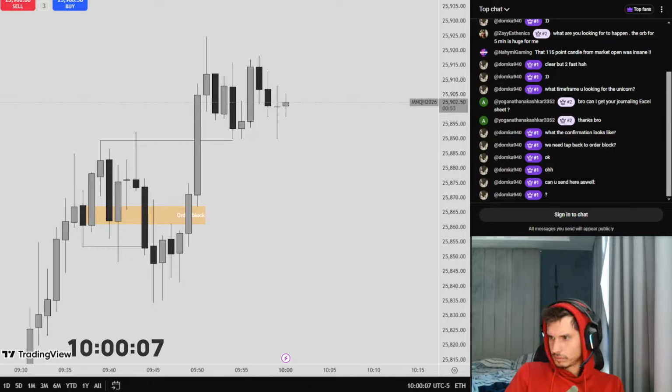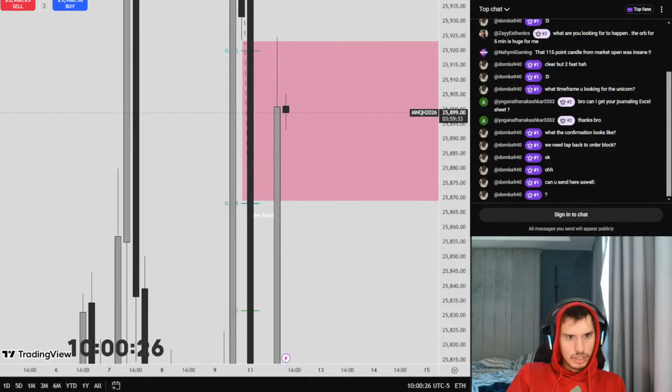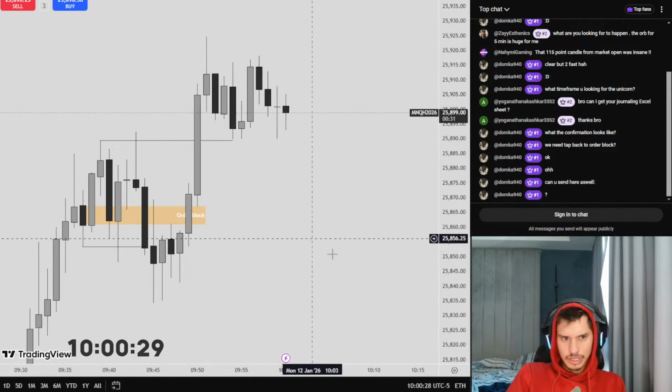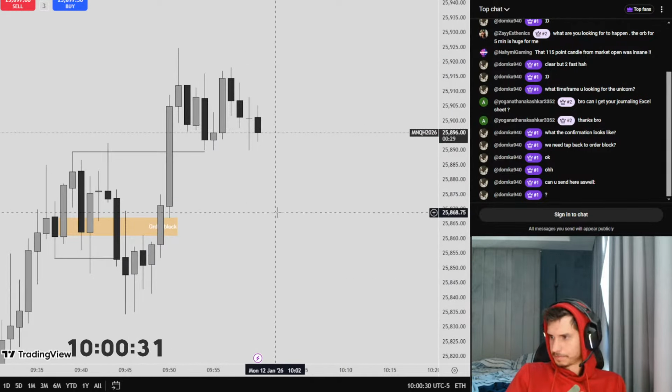Alright. I expect to see some volume come in. 10 a.m. candle open. We did not inverse this FBG. Let's see if it gives us bearish confirmation to take shorts.